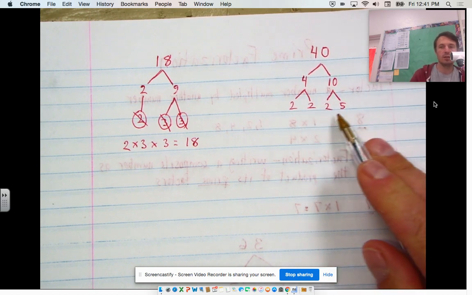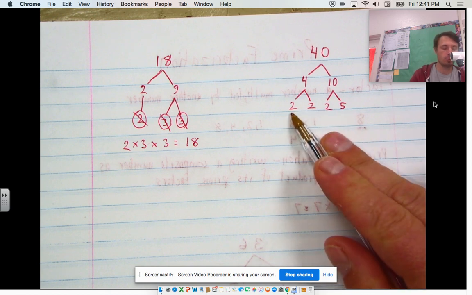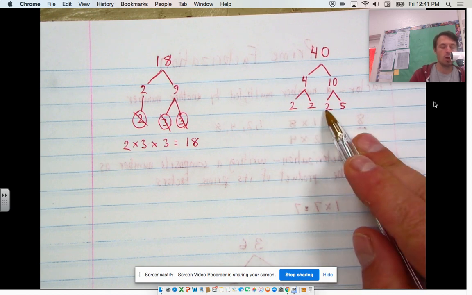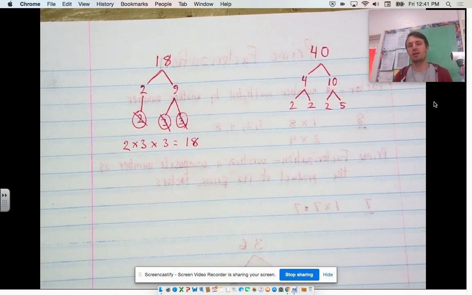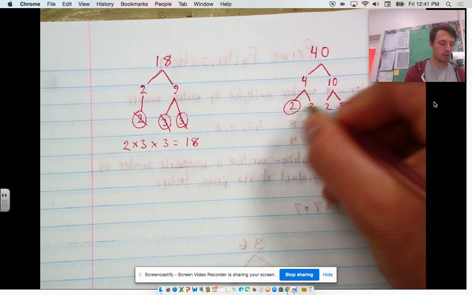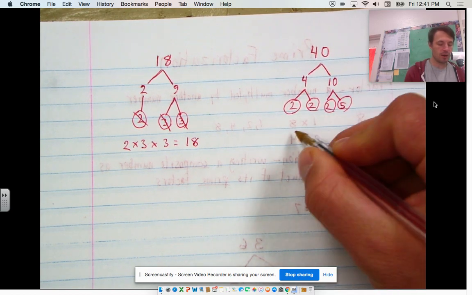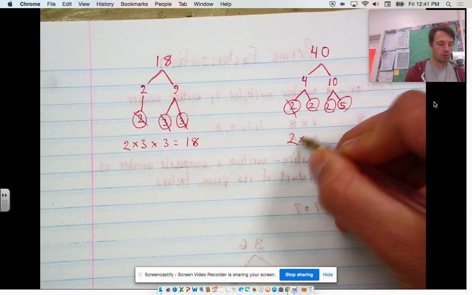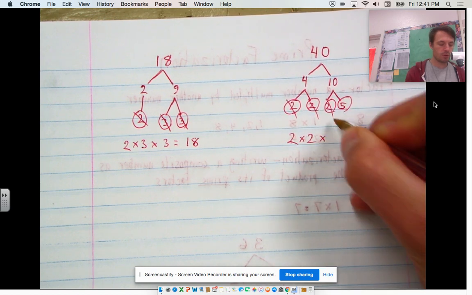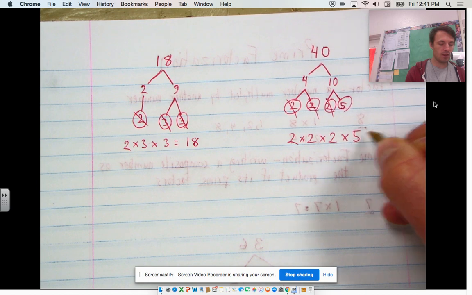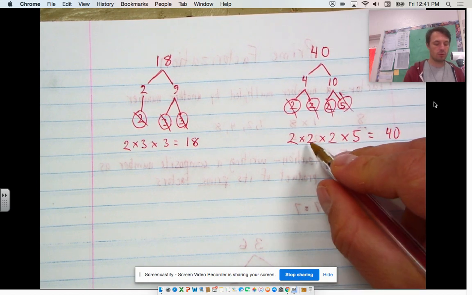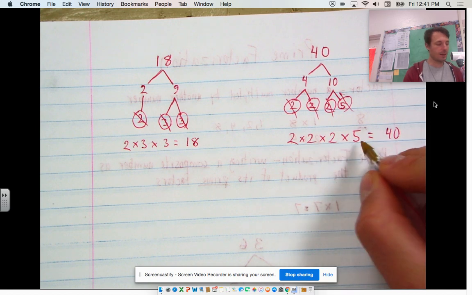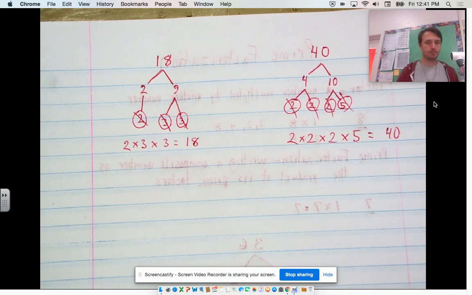Now we look at these and we decide if any of them are prime. 2 is prime, so that means these two are also prime, and 5 is prime too, because nothing times anything equals 5 except for 1 times 5. That's why 5 is prime. So that means with this one, we're already done. The prime factorization is 2 times 2 times 2 times 5. And we know we got it right if it equals 40. 2 times 2 is 4, times 2 is 8, times 5 is 40.